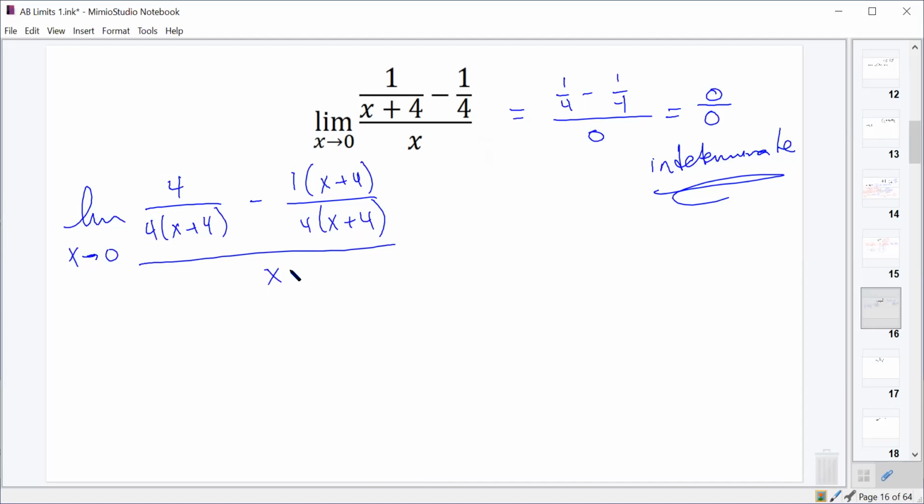And what I'm going to do is I'm going to write this x as an x over 1 because now I've got a fraction divided by another fraction. And we can deal with a fraction divided by another fraction by just multiplying by the reciprocal. So effectively, that's just going to put this x into its denominator with the 4 and the x plus 4. Everybody see that? Any issues with that, or is everybody okay with that?